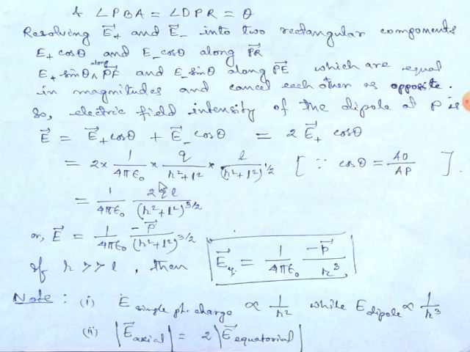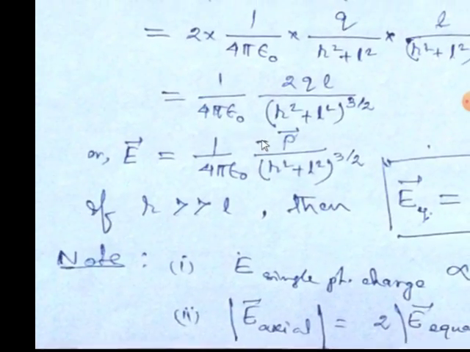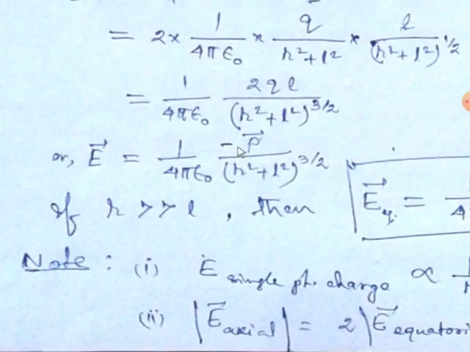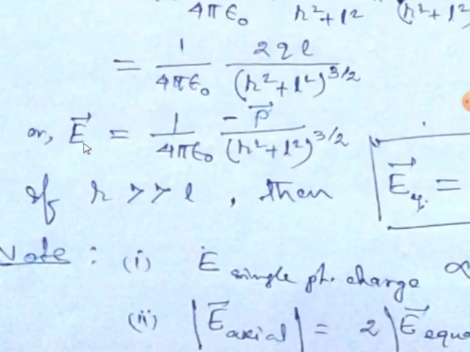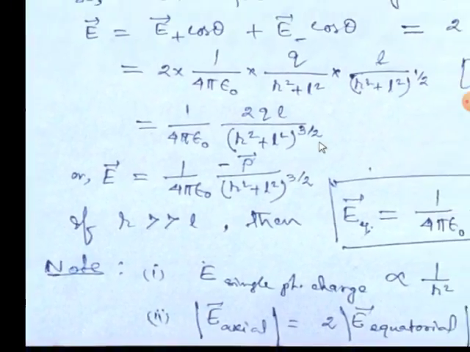It is nothing but your dipole moment P vector, and the dipole moment P vector and E vector are opposite, so a minus sign should be assigned in that dipole moment. Got it? So E vector is equal to 1 by 4 pi epsilon naught times minus P vector divided by (R square plus L square) whole to the power 3 by 2, right?